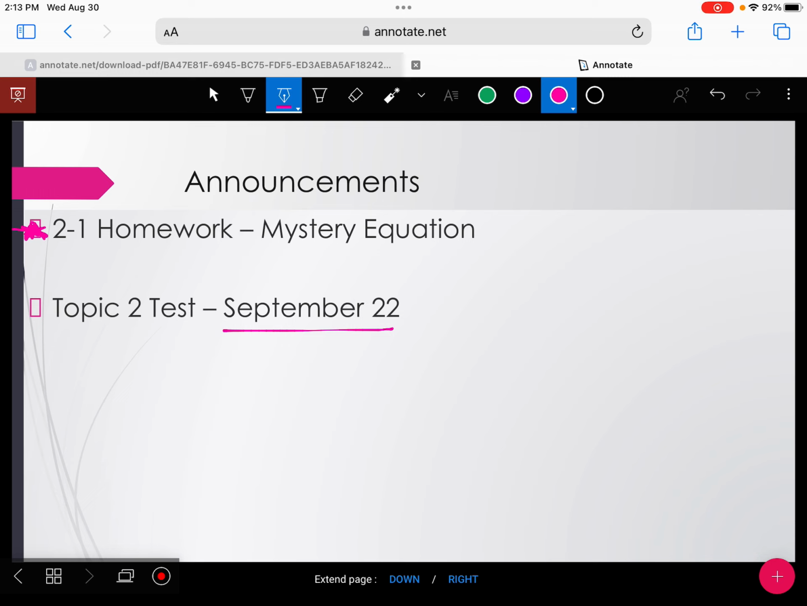For retakes, you have to have all the homework in, you have to do the review, you have to come in and do corrections first, and then schedule a time to do the retake. Okay?